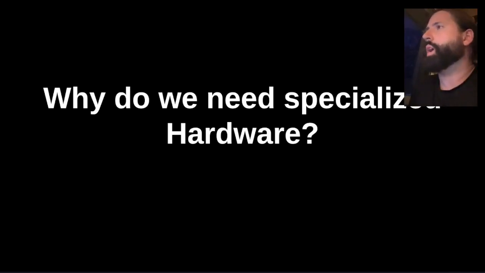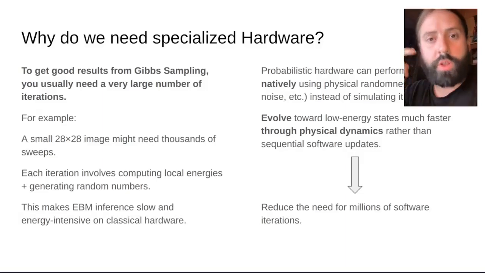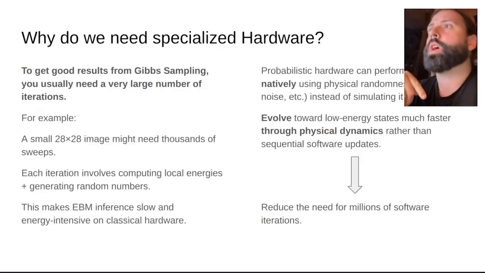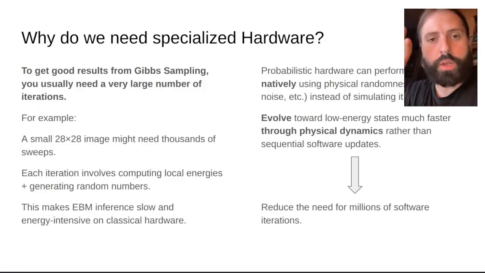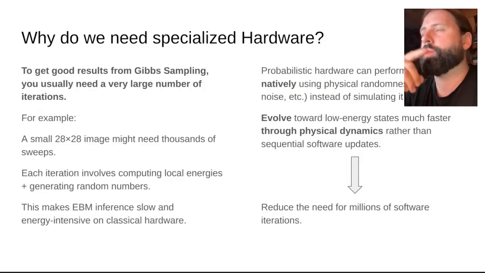Why do we need specialized hardware at all to do these things? Well, we looked at an example of the image, and as I said, you still need to do the sampling, you still need to do a lot of iterations. You basically train those EVMs, those parameters, to give you good answers, but you need to do a lot of sweeps, and that involves a lot of iterations. With computing the local energies, generating the random numbers, there's a lot of software iteration that is very energy intensive. It's tractable up to a certain number, but it also quickly becomes intractable.